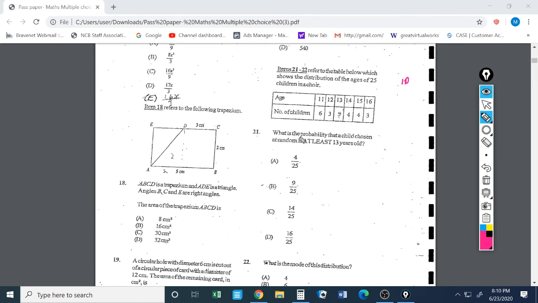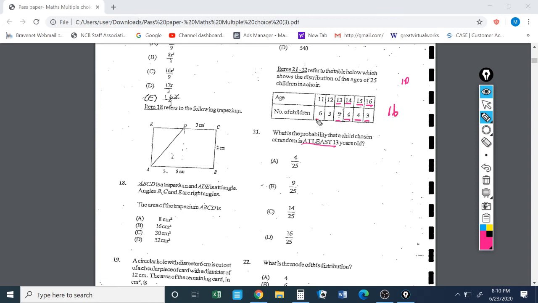And it says, what is the probability that a child chosen at random is at least 13 years old? Okay, so they said at least 13 years old. So that means you want them to be 13, 14, 15, or 16. So the first thing we're going to do is add up these. And 5 plus 4 would be 9. 9 plus 4 would give us 13, and then 13 plus 3 would give us 16.